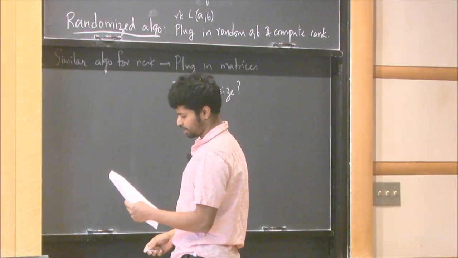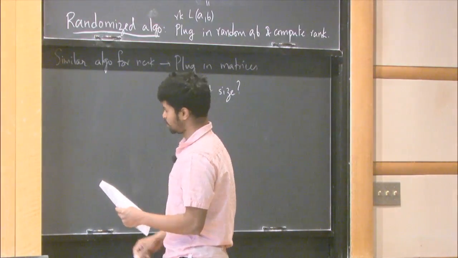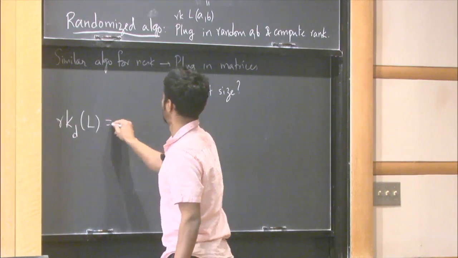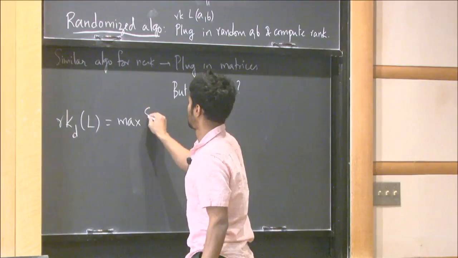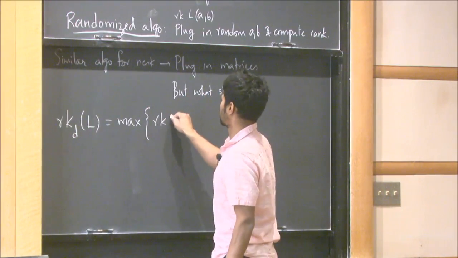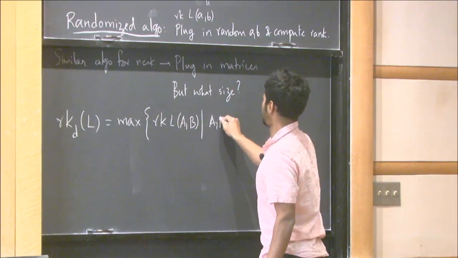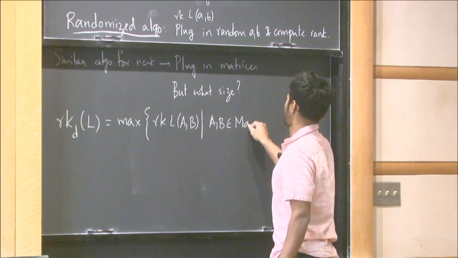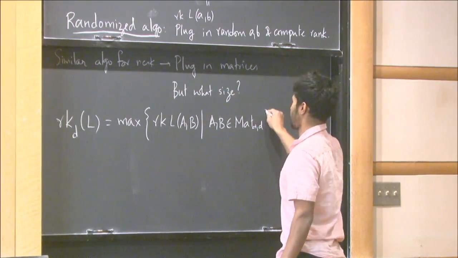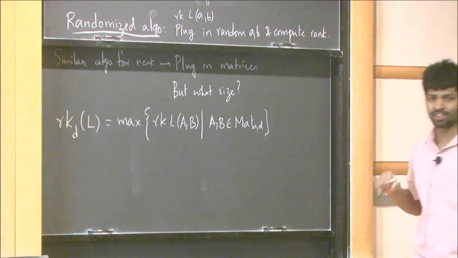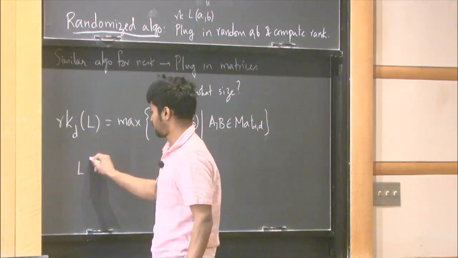So let me define a bunch of ranks. I will define a rank for each integer d, which will be the maximum of rank of L of AB, where A and B are d by d matrices. So I plug in d by d matrices. What does L of AB look like?